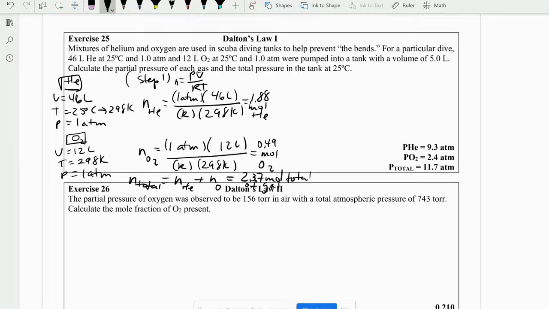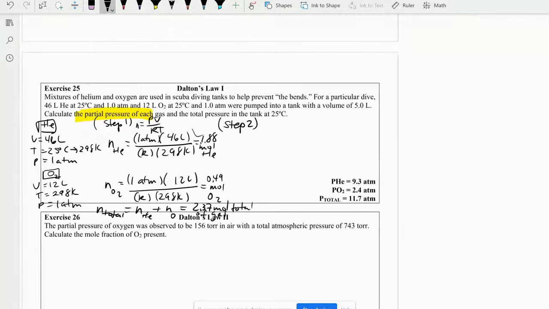Okay, so let's go to step 2. Here in step 2, we could use the ideal gas law, rearranged to get the pressure of each gas. Remember, the helium gas and the oxygen gas in this particular example. So I can solve for the pressure of helium. Let's go ahead and plug in these values.